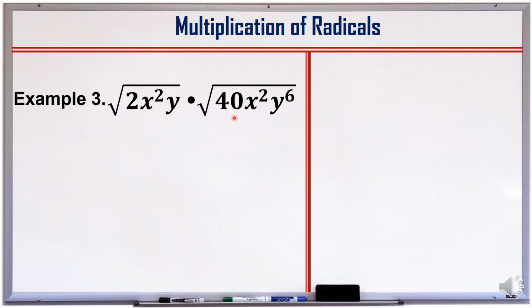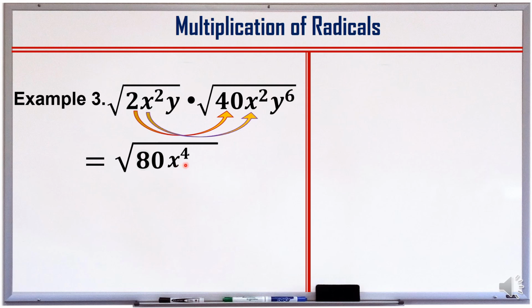So, magiging 2 times 40 is equal to, yan, square root of 80. Next, x squared times x squared. So, apply the rules of exponent in multiplication with the same base. So, copy the same variable and then add the exponent. Magiging x to the 4th power. Next, y times y to the 6th power. So, copy variable, then add the exponent. So, 6 plus 1, kaya naging y raised to the power of 7. Okay, so hindi pa po tayo tapos dito.